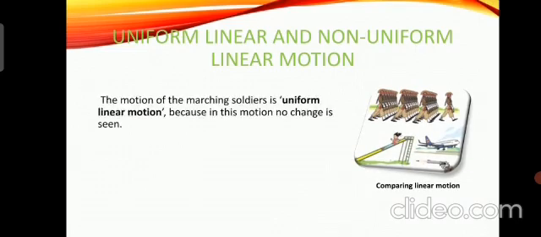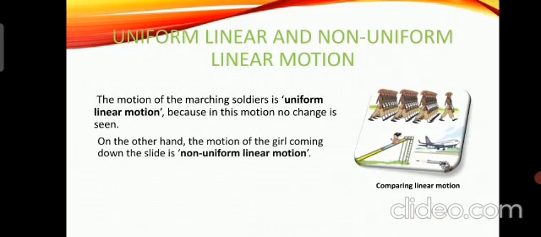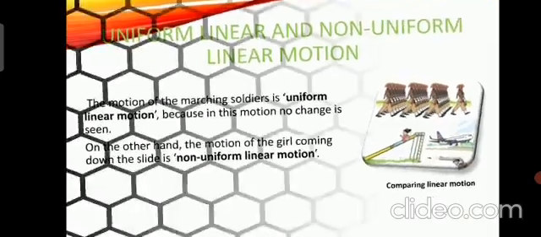What is non-uniform linear motion? The motion of a girl coming down from the slide does not appear to be uniform. The girl comes down faster and faster. The speed of her motion goes on increasing continuously. The motion of a girl coming down from the slide is non-uniform linear motion. These are the two main types of linear motion.